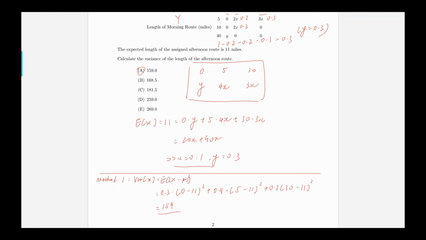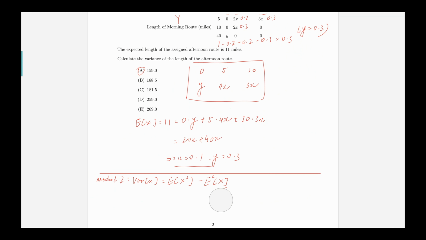And since we're practicing, let's also do the second method, which is the shortcut formula. And I'll actually recommend you guys to use method 2, since sometimes it's easier. So the shortcut formula for the variance is the expected value of x squared minus, we find the expected value of x first and square it. So this is the notation I like to stand for the square of the expected value.